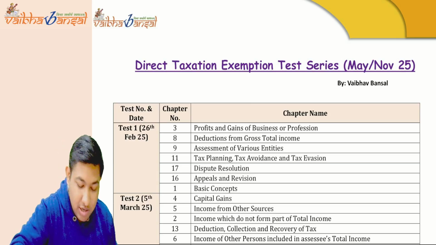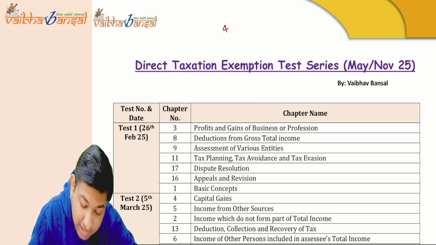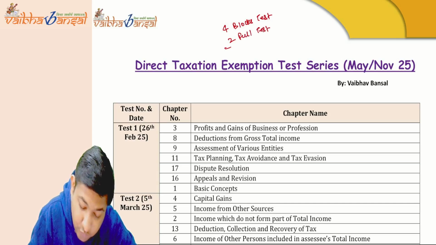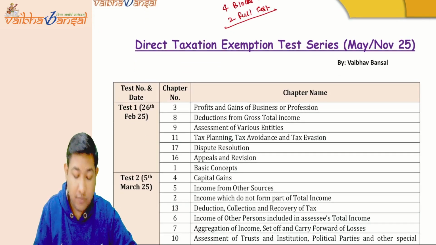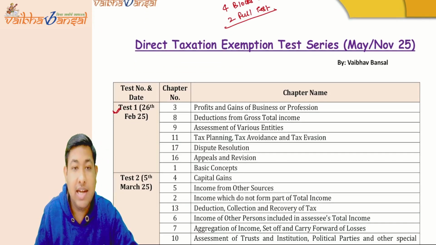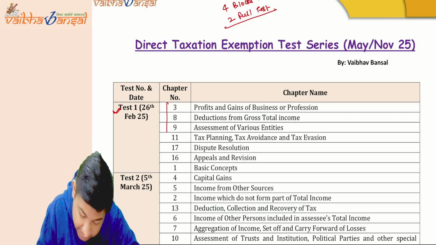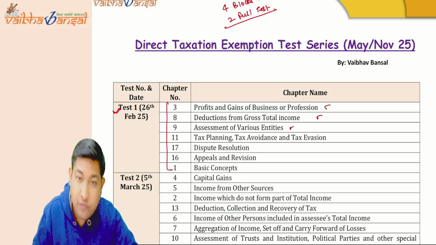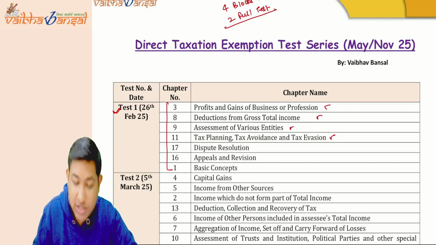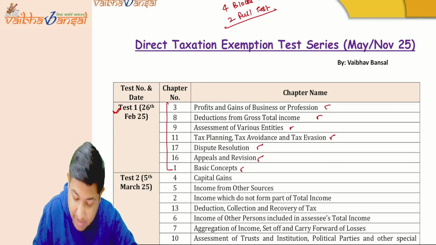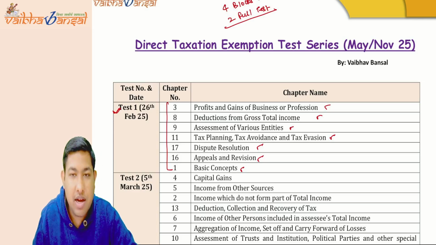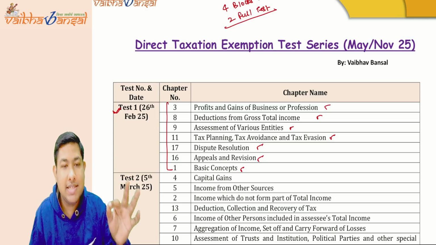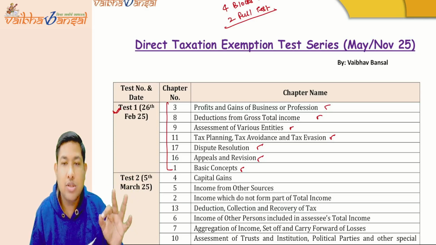See, in this exemption test series, you will get four block tests and two full tests. In these four block tests and two full tests, what are we covering? Under block test number one, we are covering these chapters: the PGBP, deductions, assessment of various entities, tax planning, avoidance and evasion, dispute resolution, appeals and revisions, and basic concept. All these chapter numbers and chapter names are according to the ICAI study material, so that you can follow.